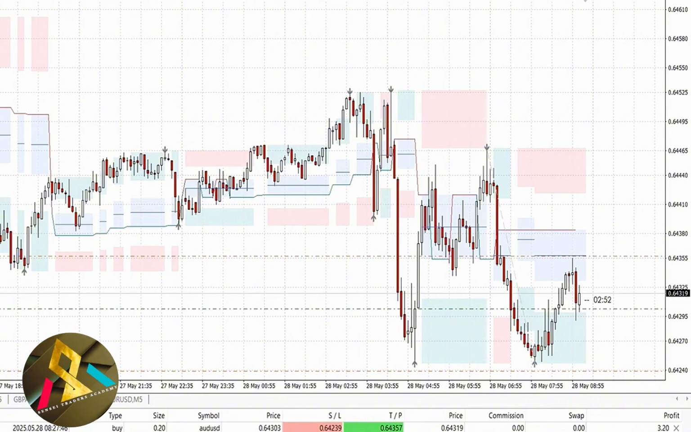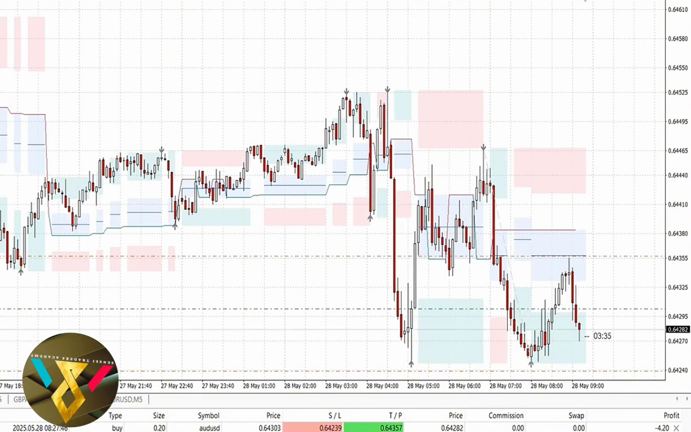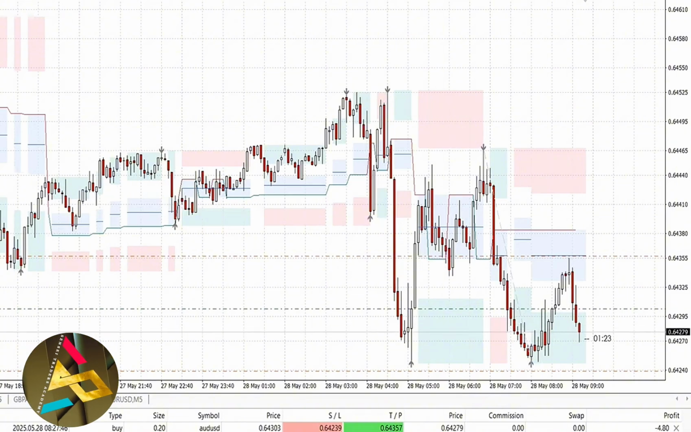As of now, the trade is active, and price is slowly moving in the right direction. We're not rushing, just letting the strategy do its job. This is what I love about this indicator.